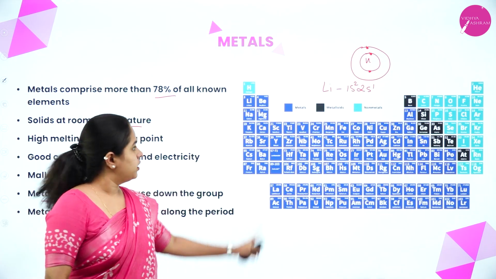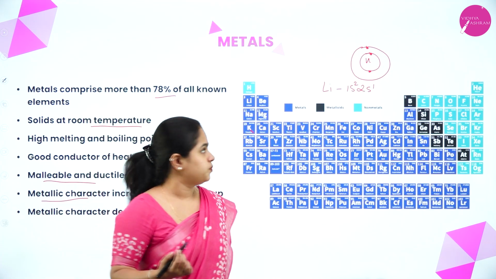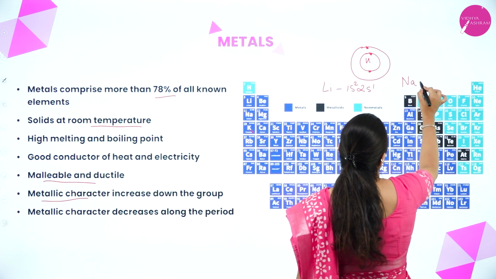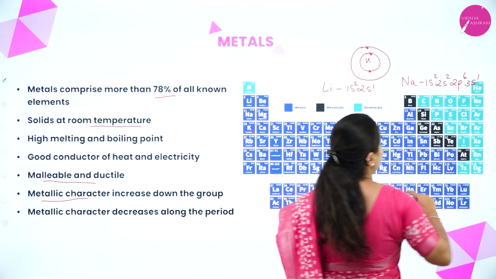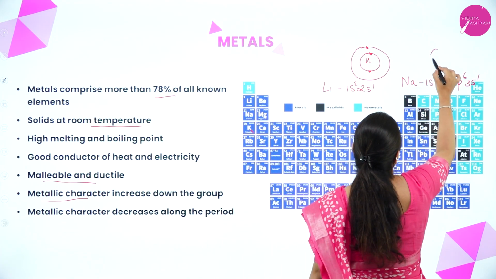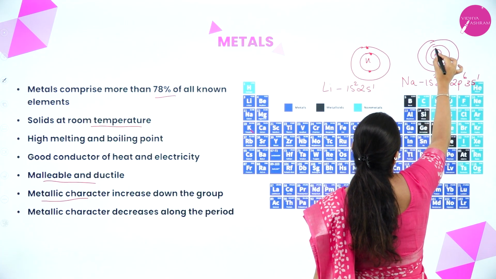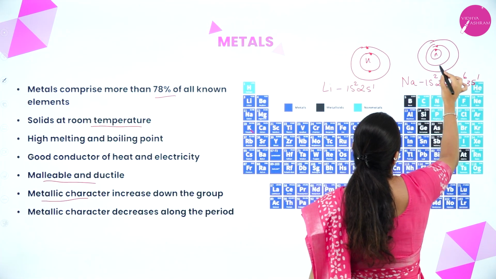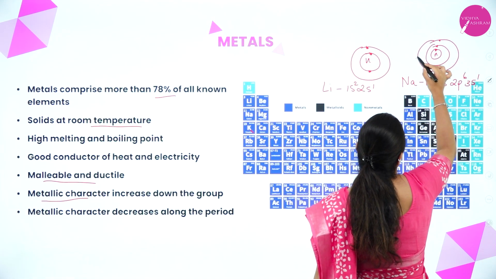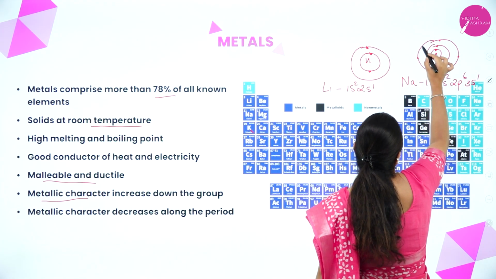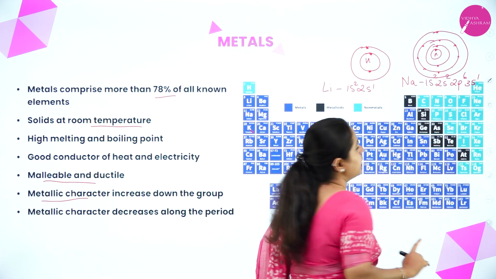That is lithium. Now moving on to sodium, we are moving down the group. The electronic configuration of sodium is 1s2, 2s2, 2p6 and 3s1, right? So one more shell is added. In the first shell there are 2 electrons, and in the second shell there are a total of 8 electrons. And in the last shell, that is the third shell, there is 1 electron.